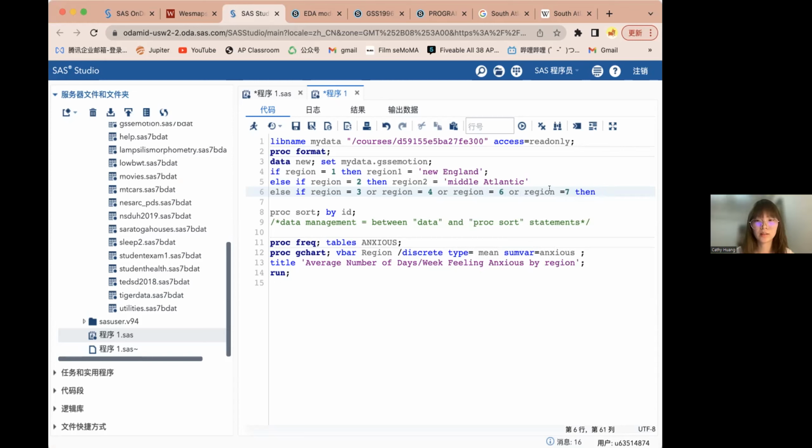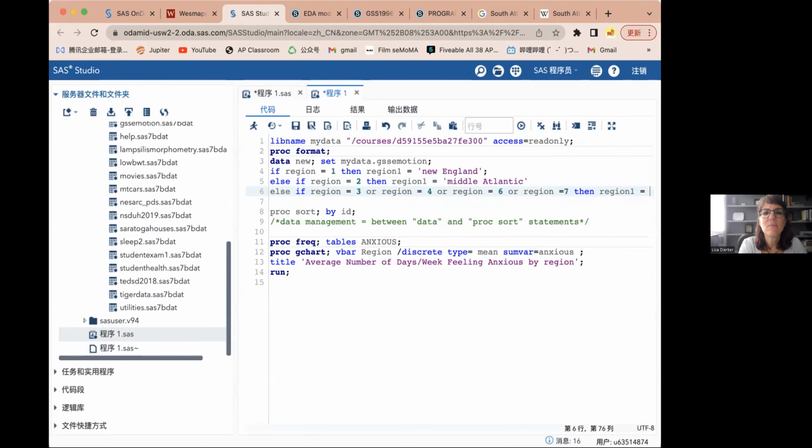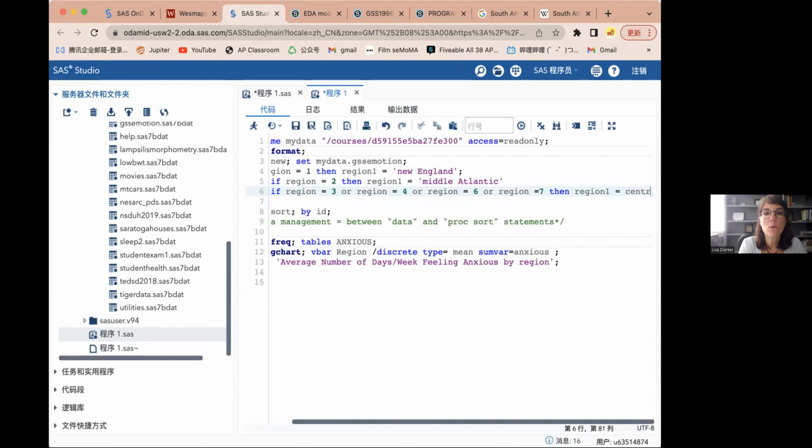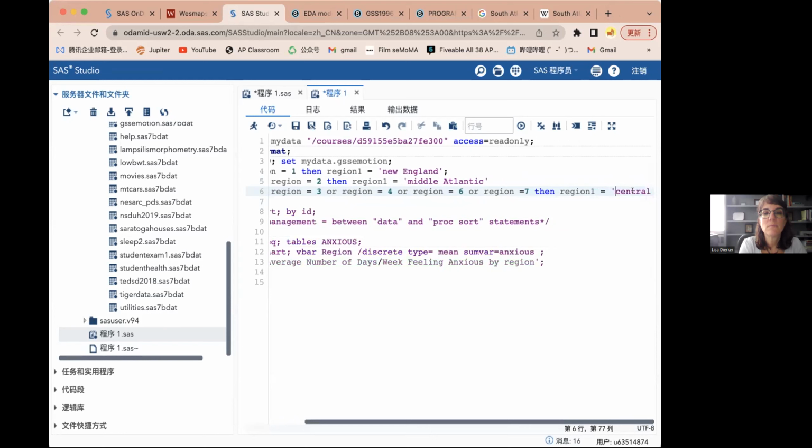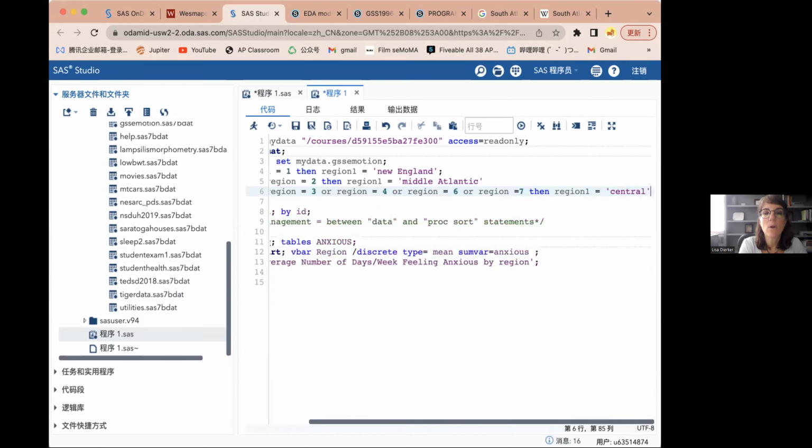Not region 2 or 3, right? Sorry, region 1. So you see your line 5. I want you to change region 2 to region 1 in line 5. And here I want you to say region 1 equals central, in quotes. Semicolon.